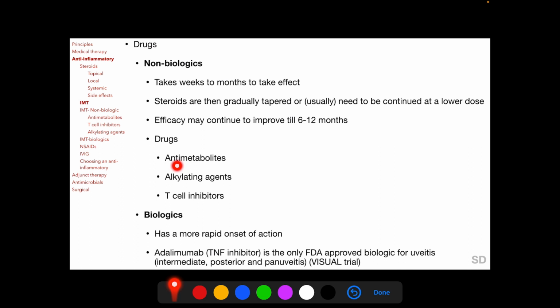Non-biologics, among which we have antimetabolites, alkylating agents and T-cell inhibitors, require weeks to months of administration before they start taking effect. Usually the steroid needs to be continued at a lower dose of 7.5 mg, and less commonly they can be gradually tapered or withdrawn. It is also important to remember that efficacy of non-biologics may continue to improve till 6 to 12 months. Biologics have a more rapid onset of action, and adalimumab, a TNF inhibitor, is the only FDA-approved biologic for uveitis therapy after its efficacy was established in the VISUAL trial.